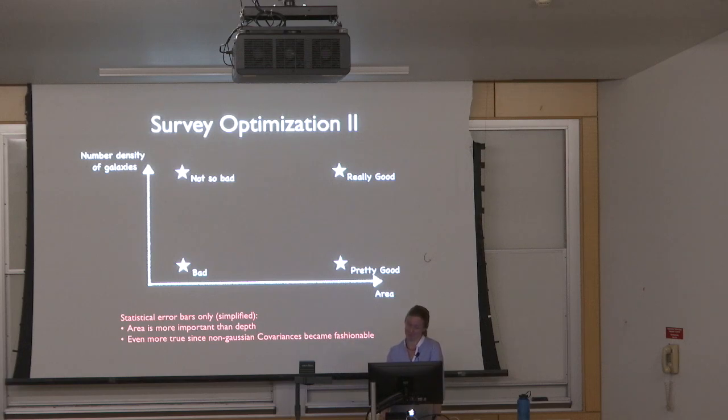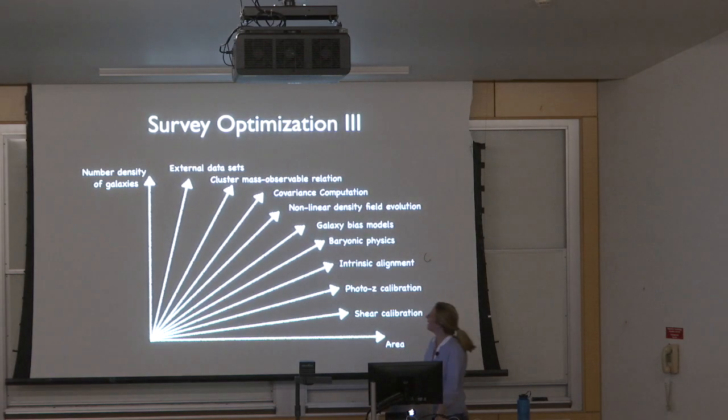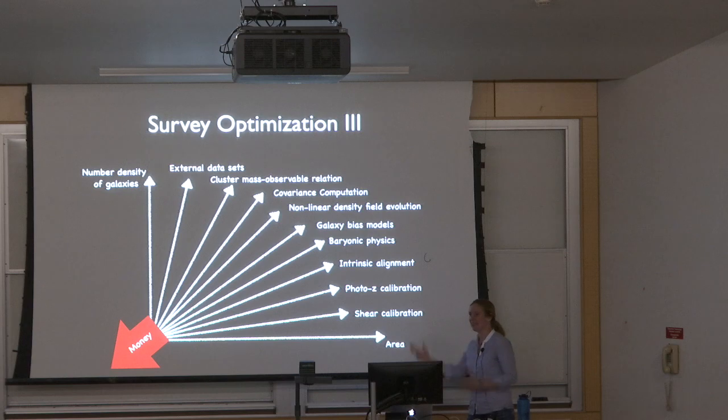If we then go to stage 3 of survey optimization, I draw it like this. Area, number density of galaxies, the 2 axes you knew before. And then this will be some hyperdimensional space, including optimizing how well we can calibrate the shear of each galaxy, how well we can calibrate photo-zs, and all these other complications. I don't need to go through them one by one right now. My main point is that even though it's a complex space, it's pretty clear all of that is orthogonal to survey cost. So somehow we have to find a compromise.